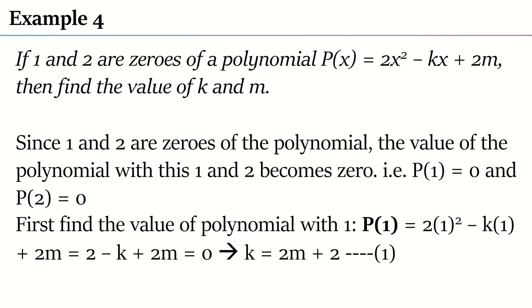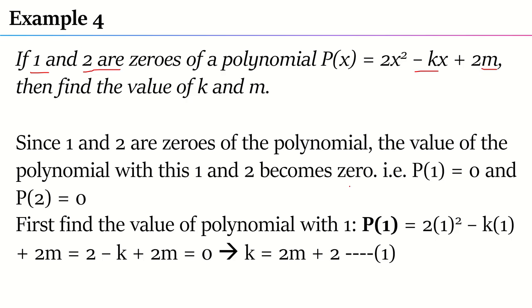Now it is slightly different here. Here they have given you two zeros of the polynomial, 1 and 2, and you need to find out two constants or two unknowns. You have k and m which you need to find out. So this also has a similar pattern when compared to our earlier problem. The only difference, you have now two values to be equated to 0. P of 1 equated to 0 and P of 2 also to be equated to 0.